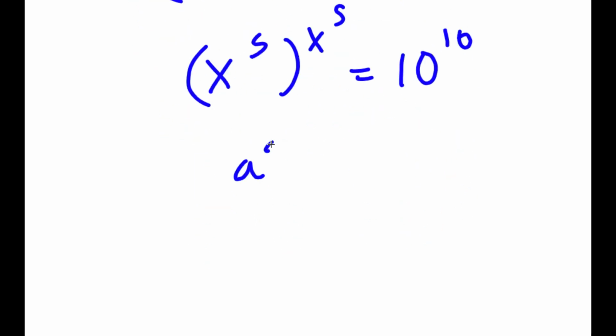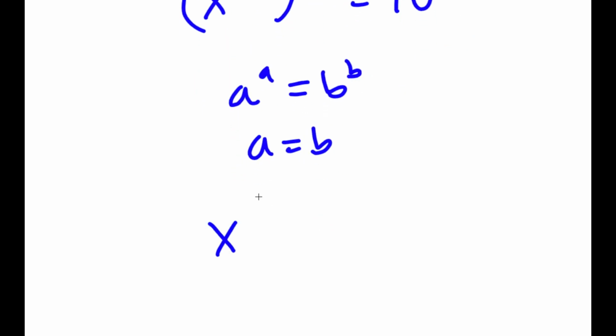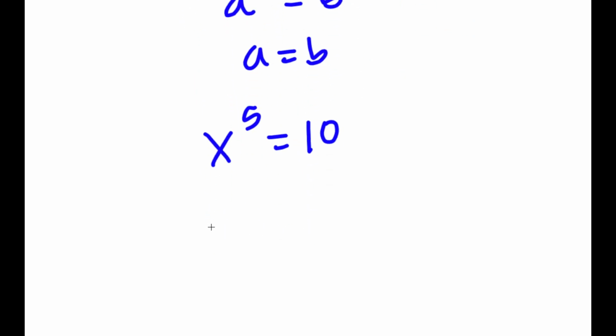Now, if I have something in the form a to the power of a is equal to b to the power of b, this means that a is equal to b. So x to the power of 5 is equal to 10, meaning x is equal to the 5th root of 10.